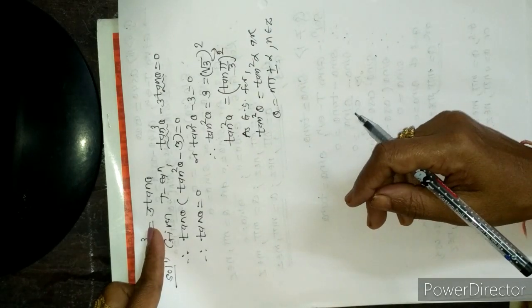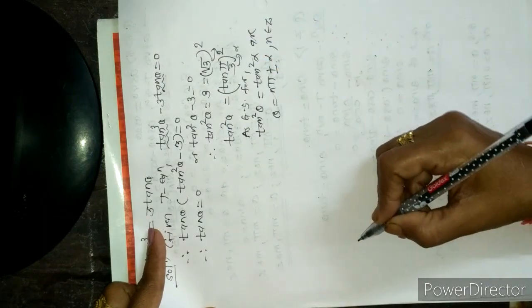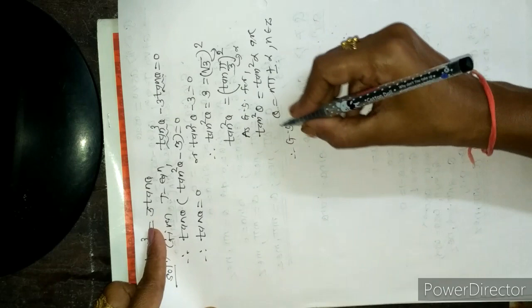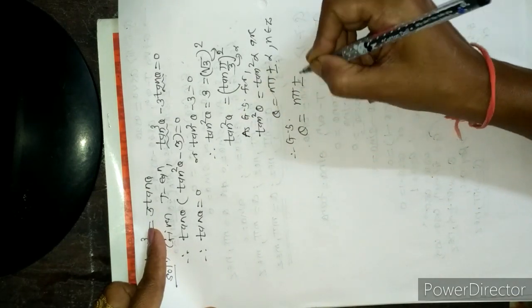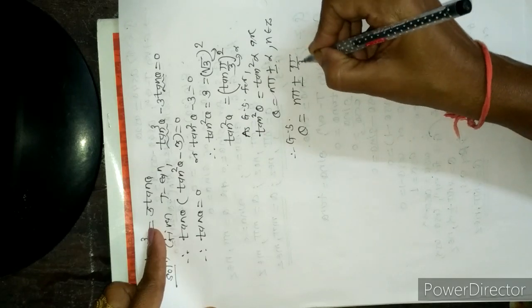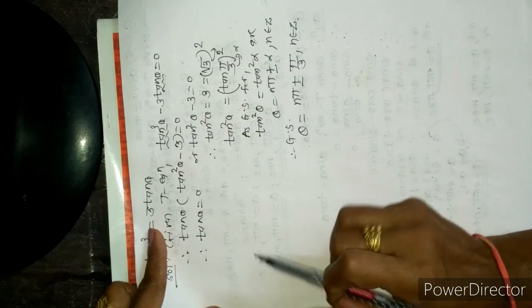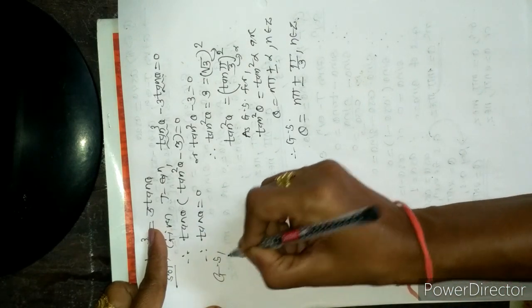So by using the square property we get that solution. Here this pi by 3 is nothing but alpha, and therefore we take the general solution. The general solution for this theta is equal to n pi plus minus alpha, where alpha is pi by 3, and n belongs to Z. Now here this is a standard trigonometric equation, so we write the general solution directly.